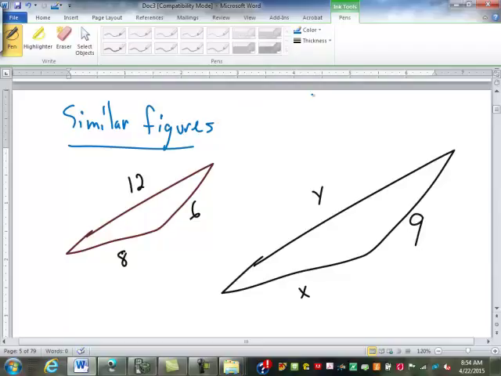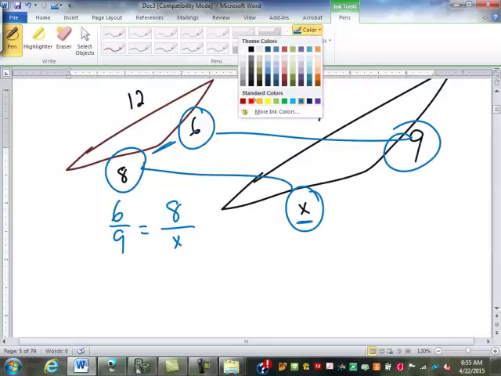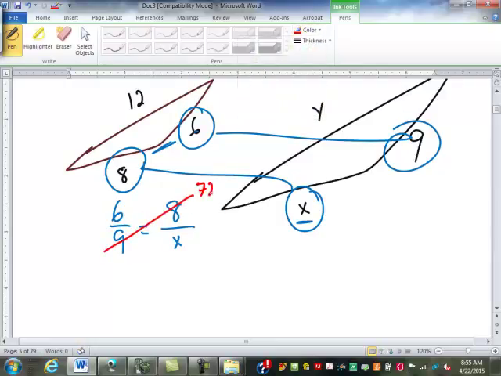Well, if this is truly an enlargement or reduction of the other triangle, the ratio of each of the corresponding sides will be the same. So here we know that the 6 became the 9. So that's our first ratio. 6 goes to 9. If I want to find side x, what side corresponds to it? The 8. Is the 8 going to go on top or bottom? It's going to go on top because it comes from the same figure as the 6. So to find x, we're going to cross multiply and divide. 9 times 8 is 72, divided by 6 is 12. So x has to be 12 units long.